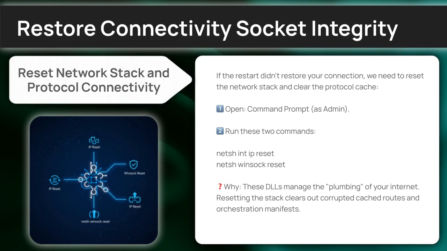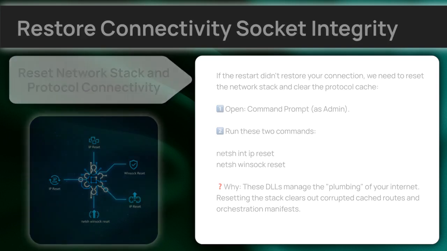Why are we doing this? Well, these DLLs manage the plumbing of your internet. Resetting the stack clears out corrupted cached routes and orchestration manifests. To avoid future system conflicts, there is one specific security trap we should discuss.